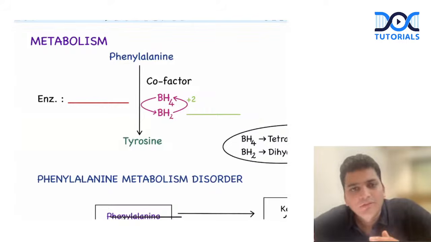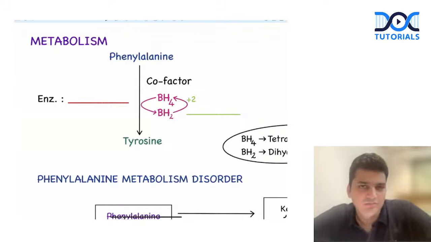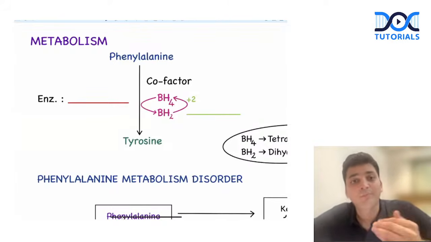Now, one more answer. There is one amino acid which starts with T but is non-essential, meaning you can make it in your body. What is that? Tyrosine. Yes, rightly said. Tyrosine is non-essential because you can make it in your body.